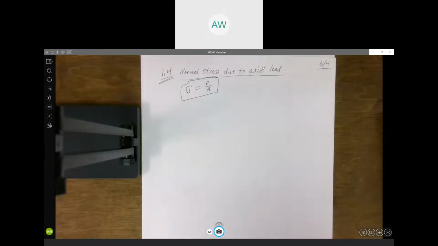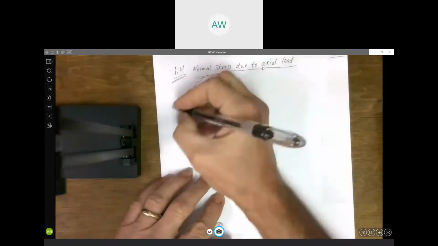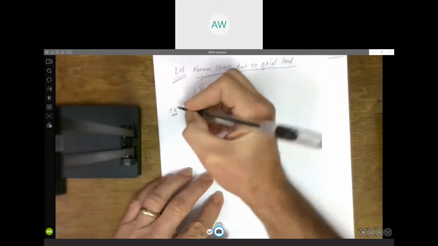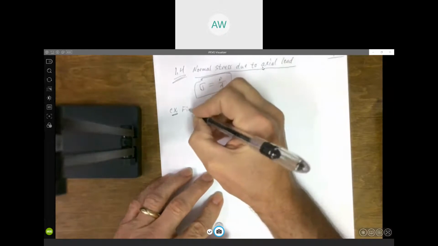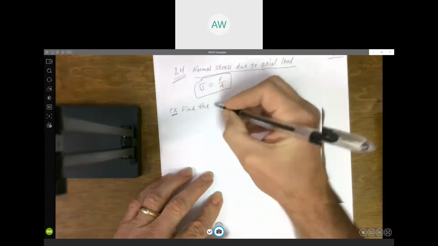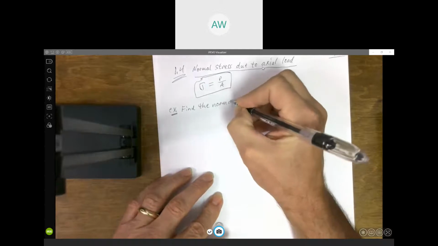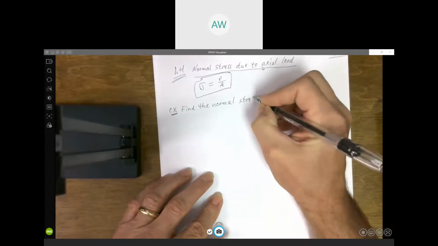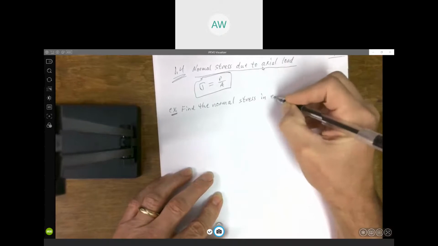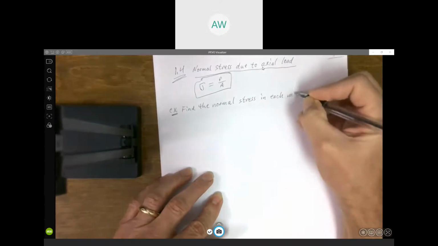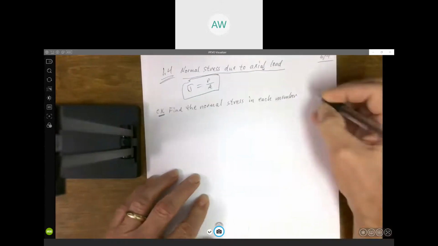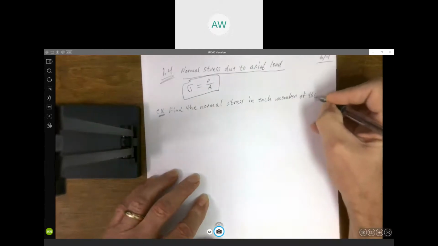So, all right. Well, let's do another example. This one, again, is going to see how much you remember from statics because we're going to look at a truss. So this is an example we're going to work. We're going to try to find the normal stress in each member of the truss.